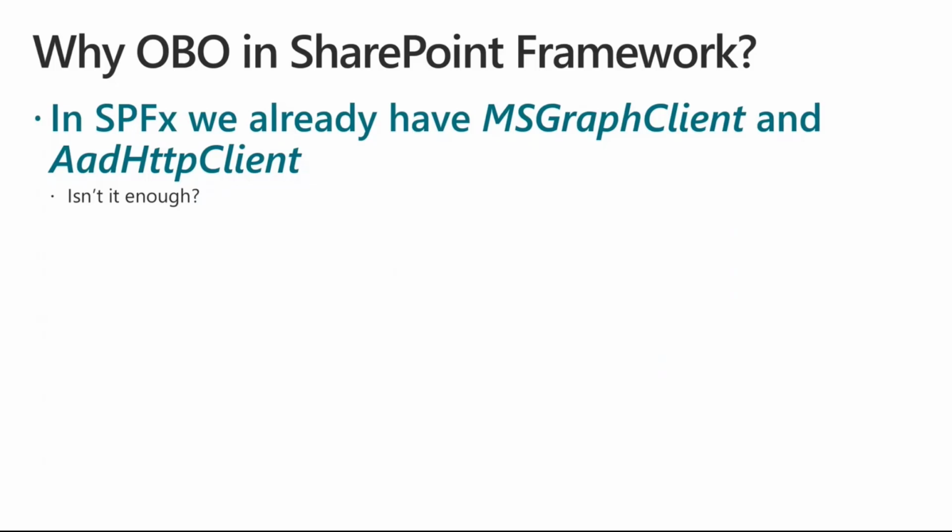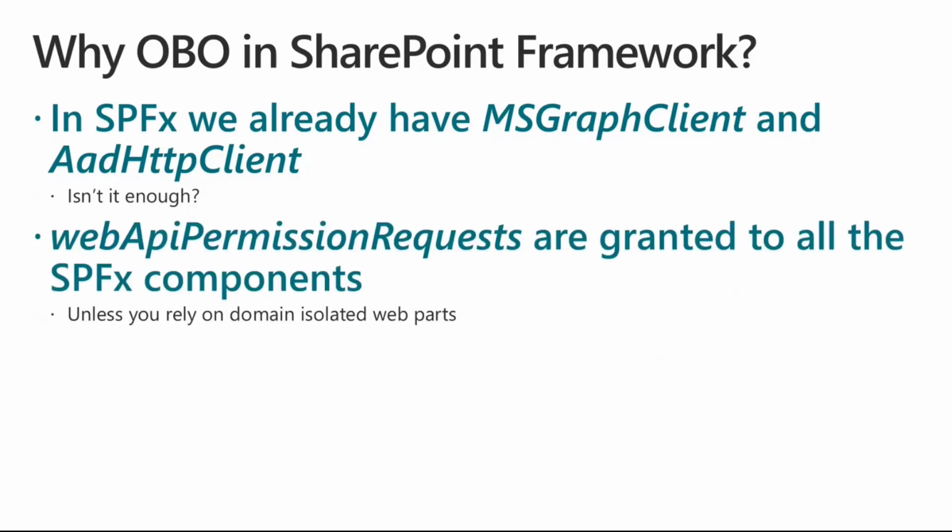So let's say you want to use Microsoft Graph. Well, you can easily do that in SharePoint Framework using the MS Graph client and making a REST request targeting the Microsoft Graph. However, when we do that in SharePoint Framework, we need to declare in the configuration of our solution, in the Web API permission request section, that we want specific permissions for our SharePoint Framework solution. And by default, those permissions will be granted to all of the SharePoint Framework solutions running in our tenant, unless we use a domain-isolated web part.